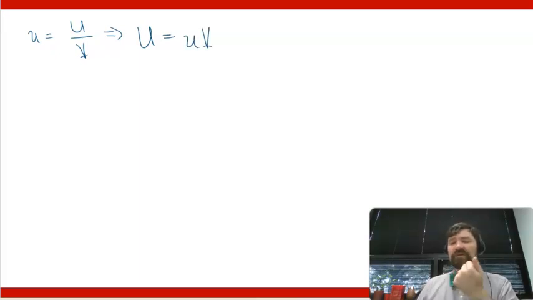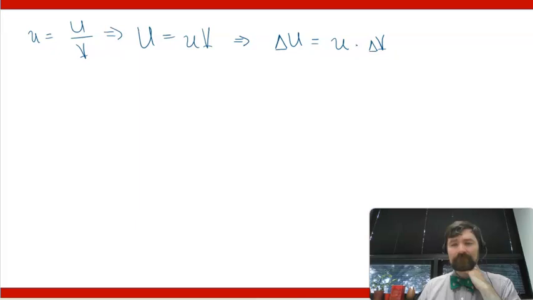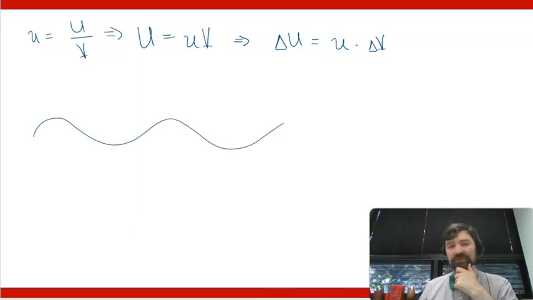And so if I want to know how much energy is deposited by a wave in some amount of time, or how much work could be done by the wave, I could say something like delta U is this energy density times delta V. And so now we ask, well, what is this delta V? Well, let's say that I have an electromagnetic wave, something like this, and then I've got my magnetic field in and out of this page.